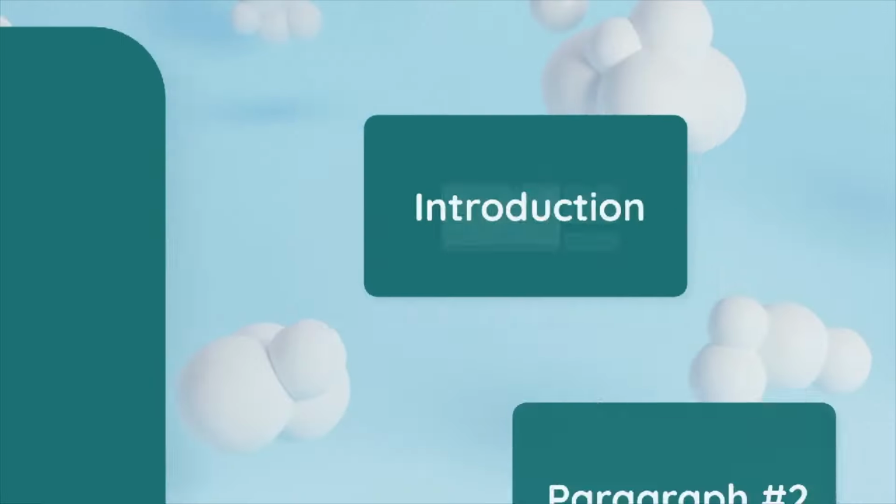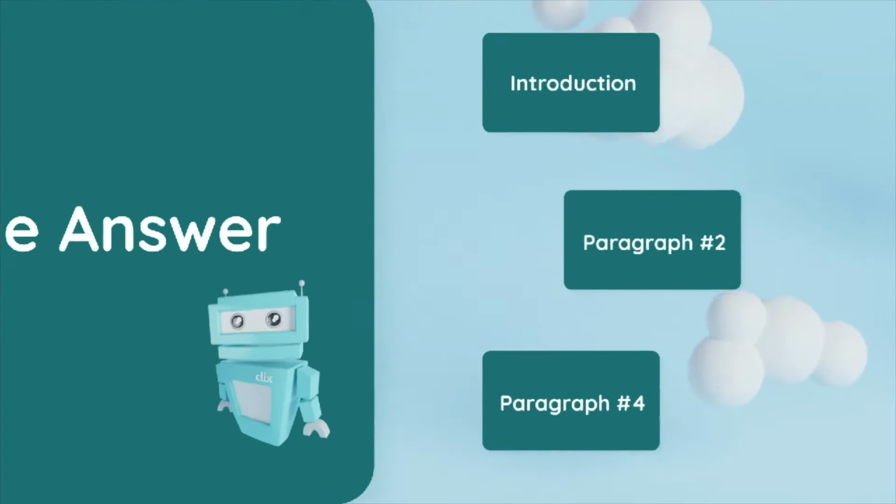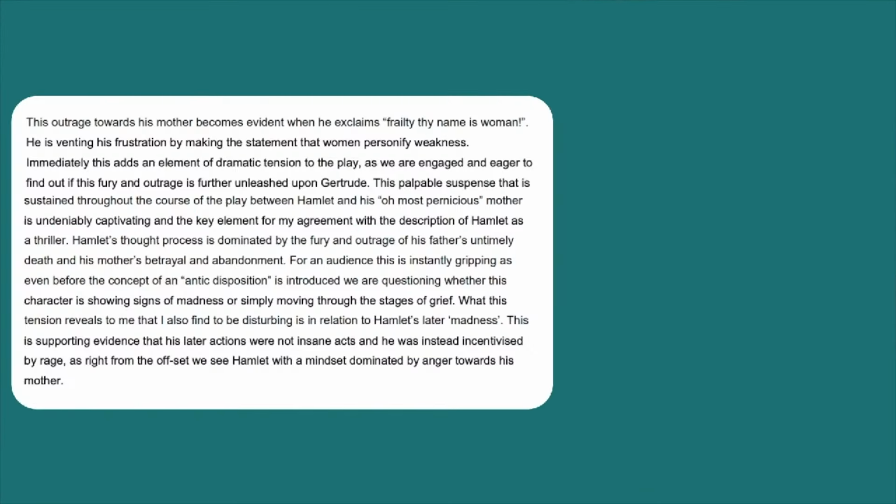So now that we've looked at this student's intro, let's take a look at their second main body paragraph, where they discuss Hamlet's misogyny and his antic disposition, amongst a few other things.